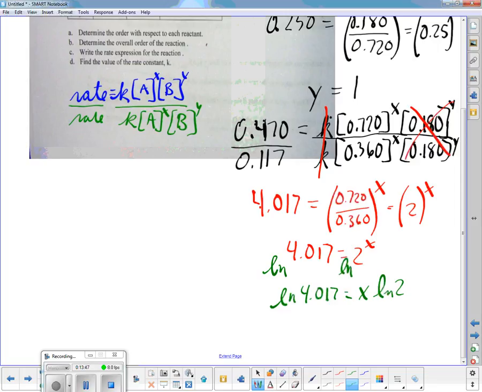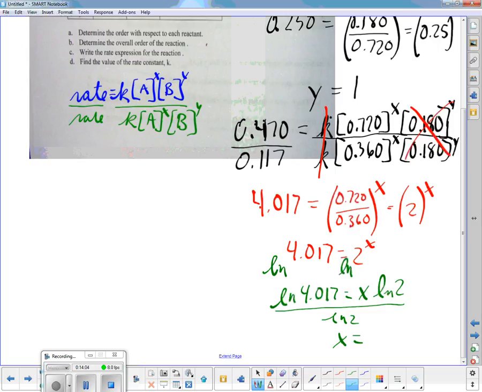Okay, so then if you divide both sides by ln of 2, x will equal what? I'm holding. Divide by ln. Still don't understand that joke.